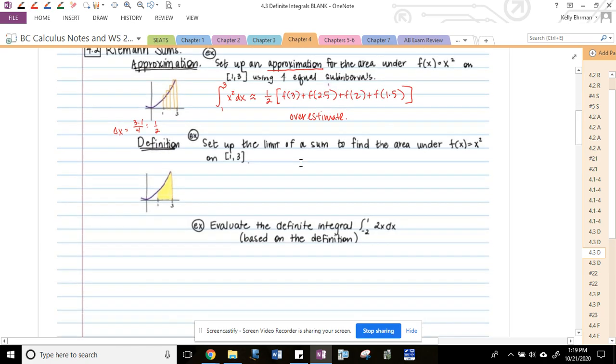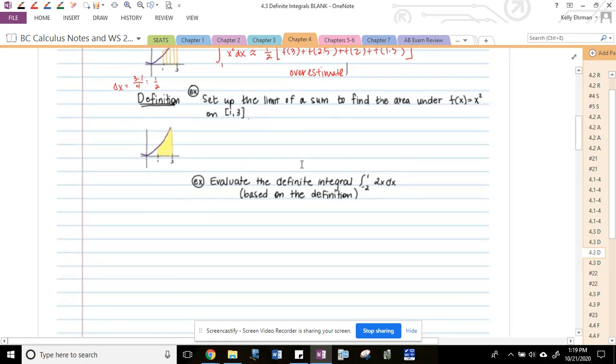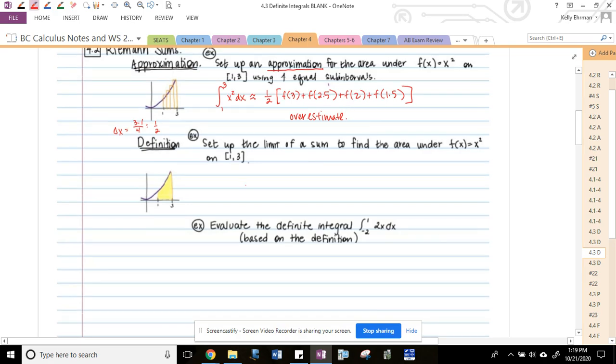If we use the limit definition, we can find the exact area under the curve between 1 and 3, because we're not going to be using a set number of rectangles. We're using an infinite number of rectangles. So this would be the integral from 1 to 3 of x squared dx is equal to the limit, as n approaches infinity, of the sum from i equals 1 to n. In general, it's of delta x times f of x sub i.